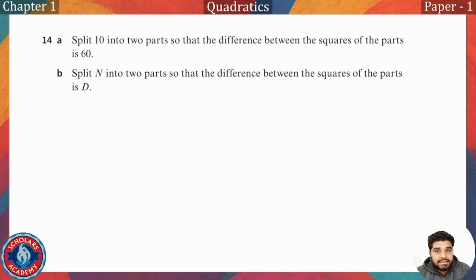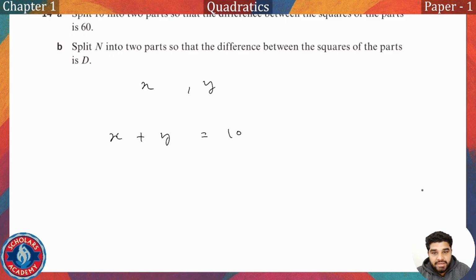So let us suppose that the two numbers are x and y, right? So if I split this 10 into two parts, I can write x plus y is equal to 10. So the two parts are x and y. And the difference of squares of these two parts means square of x minus square of y is equal to 60. I got two equations. One is a linear equation and the second is a quadratic equation.